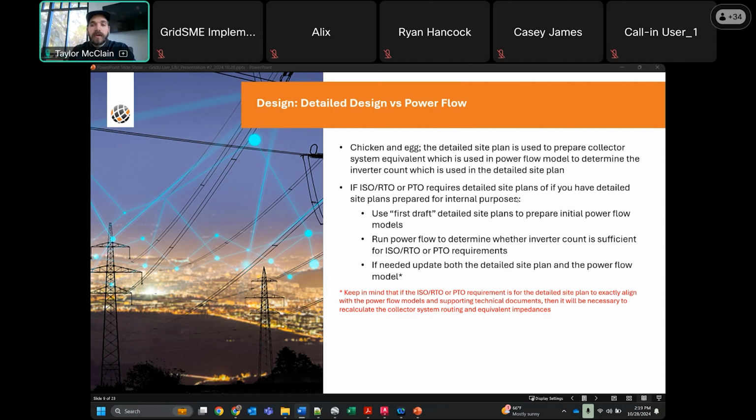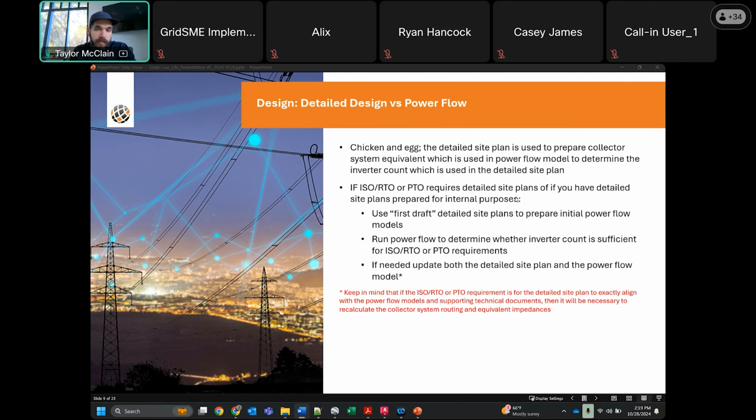So if you are required to provide detailed site plans, or if you have the detailed site plans prepared for internal uses ahead of time, our suggestion is to take that first draft of the site plans and go ahead and use that as your basis. Provide that to your consultant and say, hey, this is what we're looking at working with. Can you go ahead and run your power flow on this so that we can see how our design does on the reactive power requirements, on the losses, and our overall inverter count.